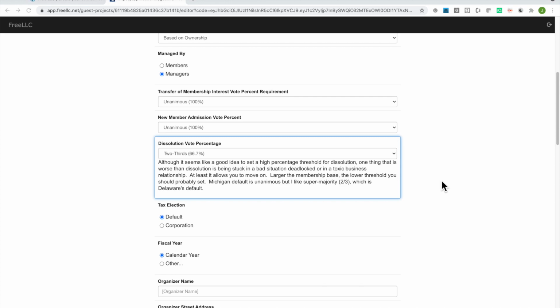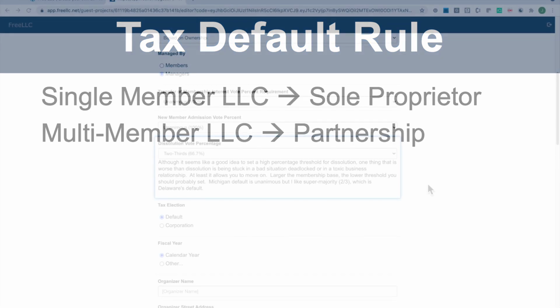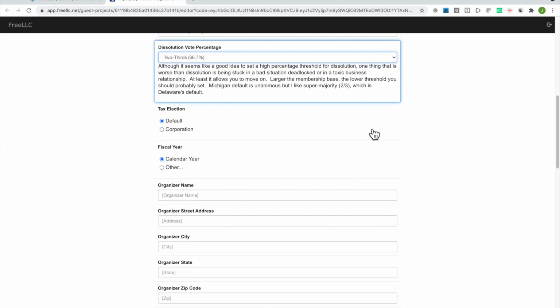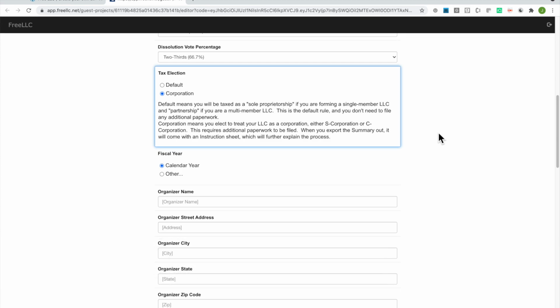So next is tax election. By default, LLCs are taxed as either a sole proprietor or partnership, depending on whether it's a single-member LLC or multi-member LLC. If you want to be treated as an S Corp or C Corp, select corporation. Otherwise, stay with the default. But doing a corporation is beyond the scope of this application and project. So you have to jump through a lot of hoops to make that happen. So you definitely need to talk to a tax professional if you're going that route.